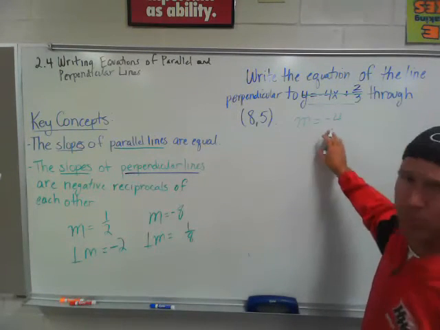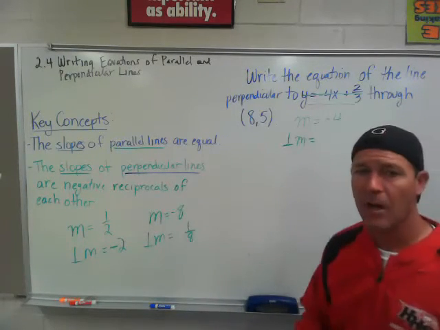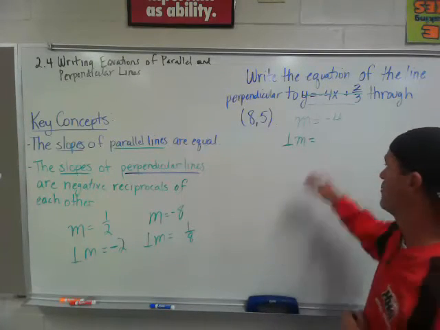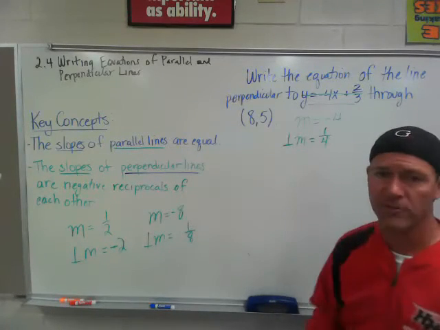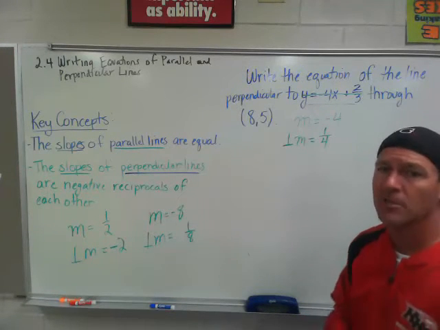So let's get our perpendicular slope first. So I'm going to write perpendicular slope there. I see a negative. That's going to become a positive. I see 4. I'm going to flip that over 1 and get 1/4. Okay? Opposite reciprocal or negative reciprocal is what we're looking at there.